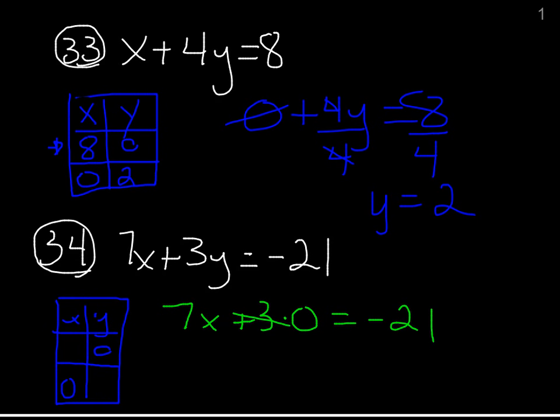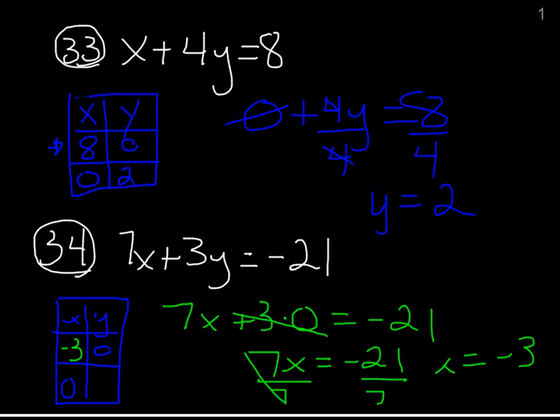That just becomes 0, so it just goes away. So we have 7x equals negative 21. And if we divide by 7, that would mean that x would equal negative 3. So the x-intercept here is negative 3. I need to erase this.